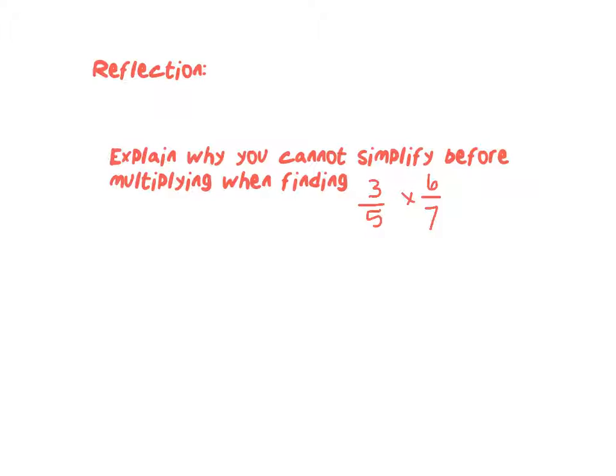Okay, so now I want you to pause and I want you to reflect. Explain why you cannot simplify before multiplying or cross-cancel when finding this answer here. So pause your video and type in what you think.